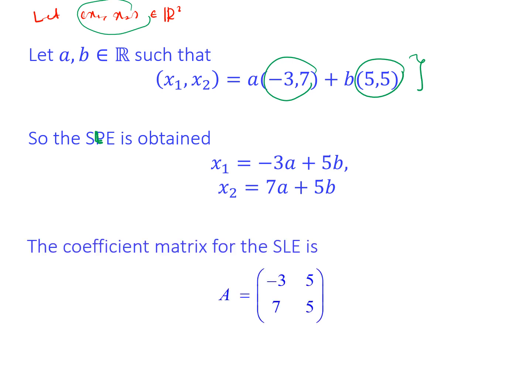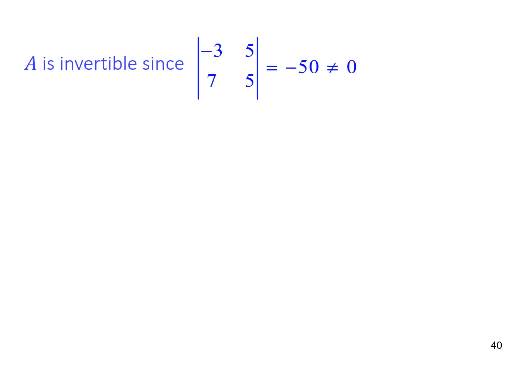We look at the coefficient matrix of the systems of linear equation, which is denoted as the matrix A, as follows. Right. So next we determine the determinant of the coefficient matrix A. We found that the determinant is minus 50, which is non-zero, and therefore the matrix A is invertible.